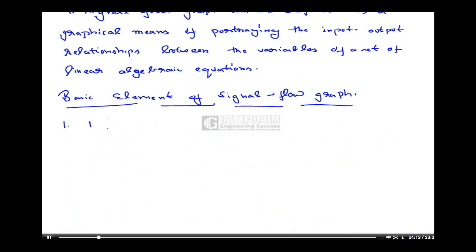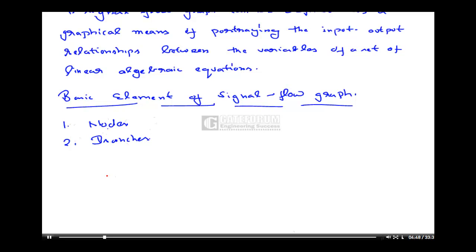A signal flow graph contains nodes. The nodes are the junction points. Second, it contains branches. The branches connect the various nodes. How they connect depends on the cause and effect equation. A signal can transmit through a branch only in the direction of the arrow. So on the branch we make an arrow, and that arrow decides the direction of transmission of the signal.